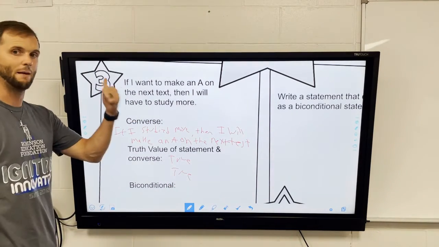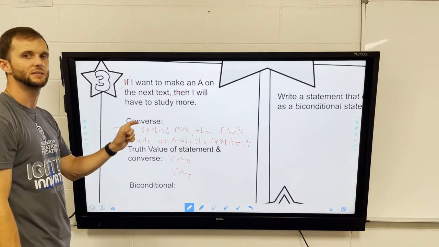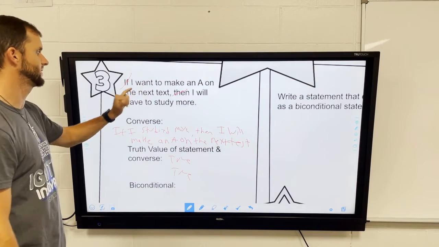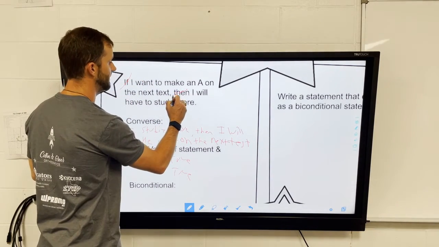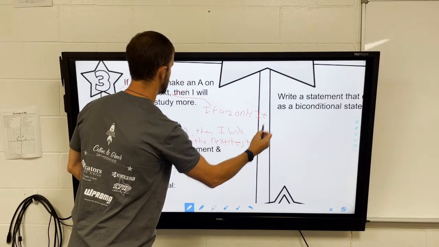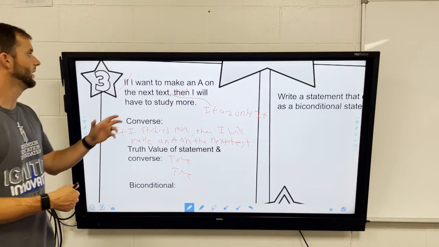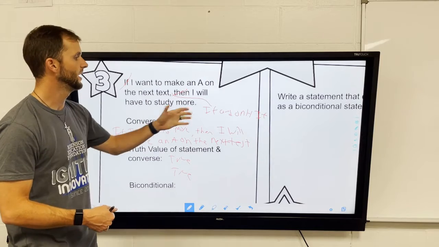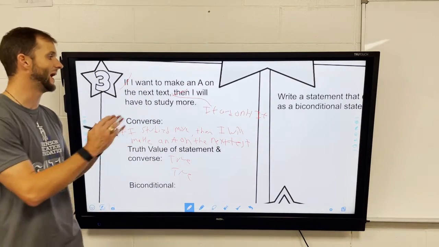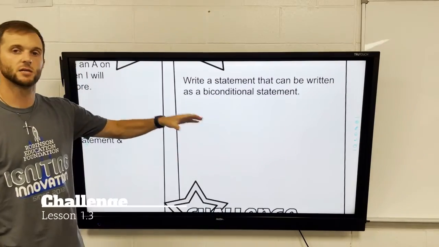Again, you drop the if and then. Drop the if, drop the then. And in between the two sentences, you're going to put if and only if. So I want to make an A, or I will make an A on the next test, if and only if I will have to study more. We can actually change the wording there a little bit to make that work. So if I want to make an A on the next test, if and only if I will have to study more. Right there, that's going to make it a biconditional because it's going to work both ways.